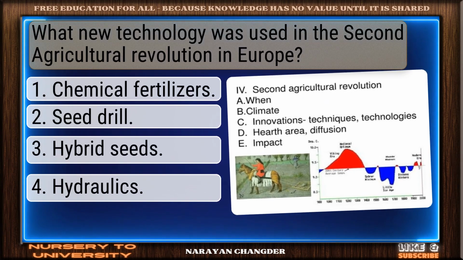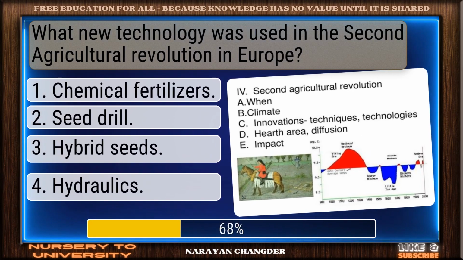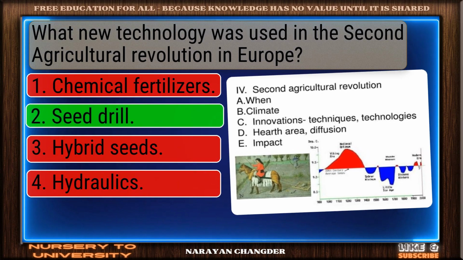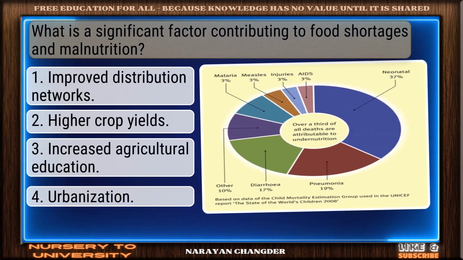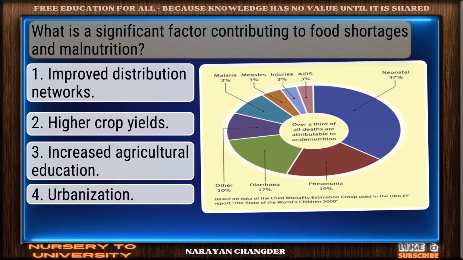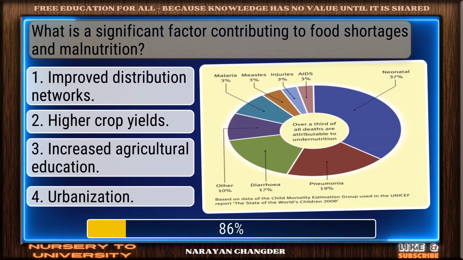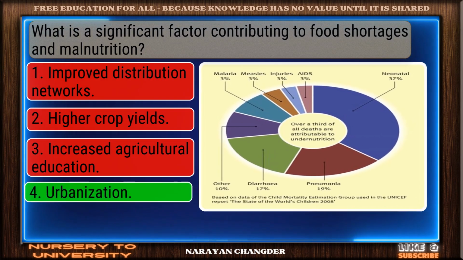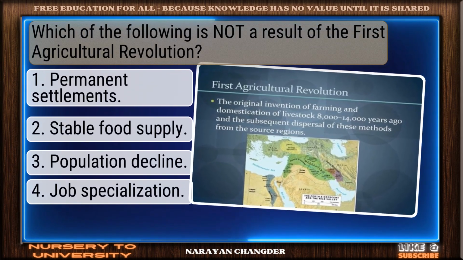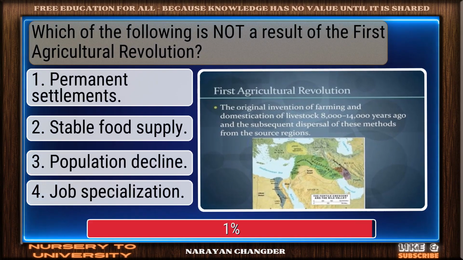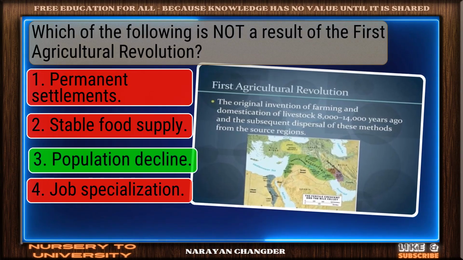What new technology was used in the Second Agricultural Revolution in Europe? You're right. Seed drill is the correct answer. What is a significant factor contributing to food shortages and malnutrition? Well done. Urbanization is the right choice. Which of the following is not a result of the First Agricultural Revolution? Nicely done. Population decline is a solid answer.